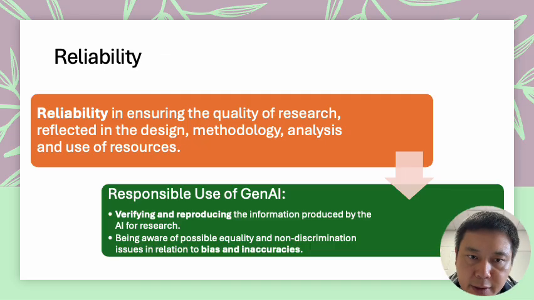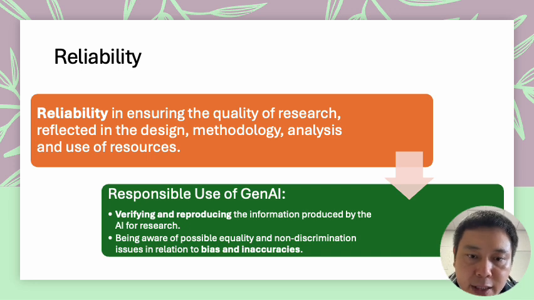The first research integrity principle is called reliability. We should keep the highest level of reliability in ensuring the quality of research reflected in the design, methodology, analysis, and use of resources. It basically encourages all researchers to pursue the highest standard of quality. For example, we need to publish our latest result in solving the most challenging problem in our domain that could benefit the whole society in a top-tier conference or academic journals.